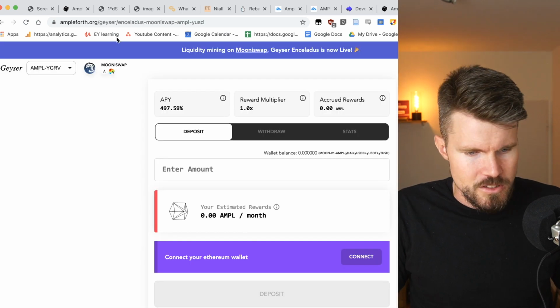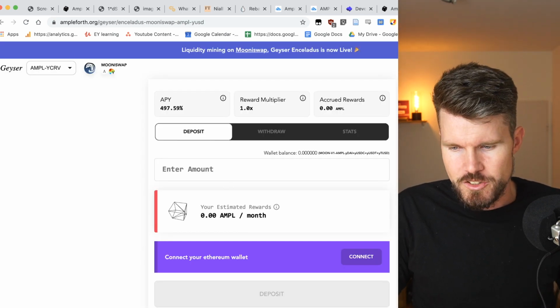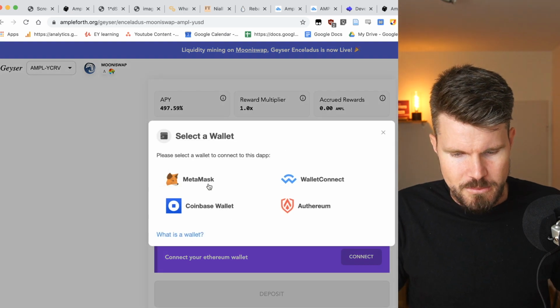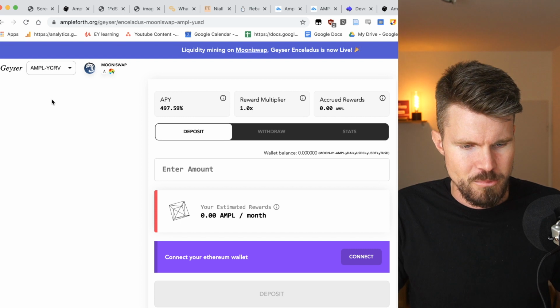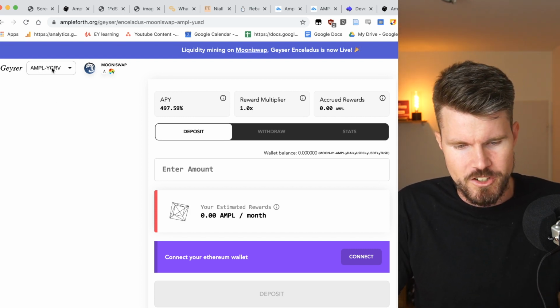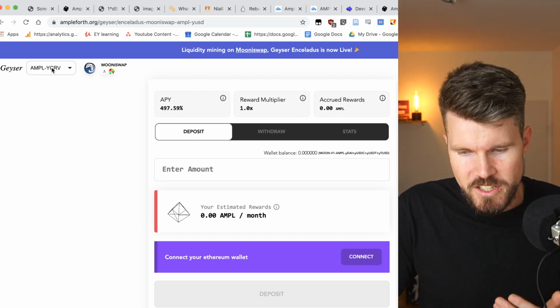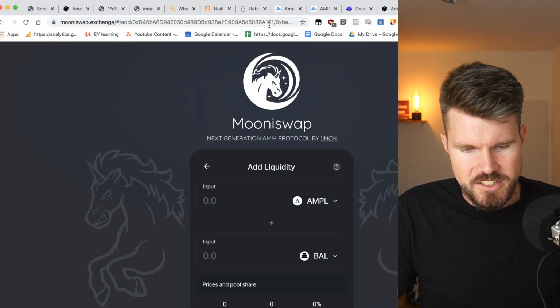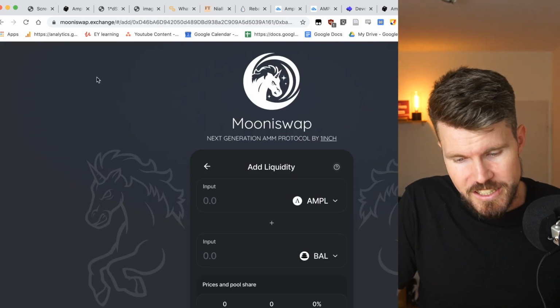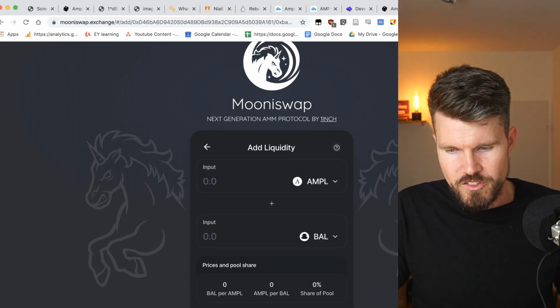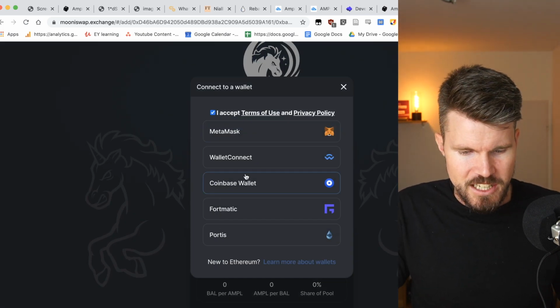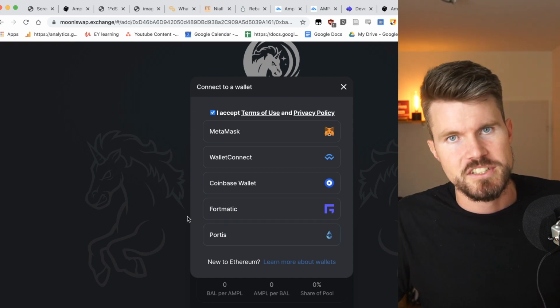On AMPLEFORTH or Geyser, you can use different wallets. You can use MetaMask, Wallet Connect, Coinbase, and Ethereum. Very easy. You have to have both of the tokens. You have to have AMPLEFORTH and Y-curve or whatever other liquidity pool that you choose. You can also provide liquidity on the new Mooniswap exchange by OneInch.exchange. And here as well, you can connect with a various array of wallets: MetaMask, Wallet Connect, Coinbase, Wallet Formatic, and Portis.